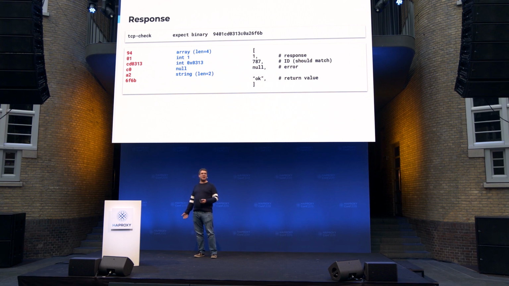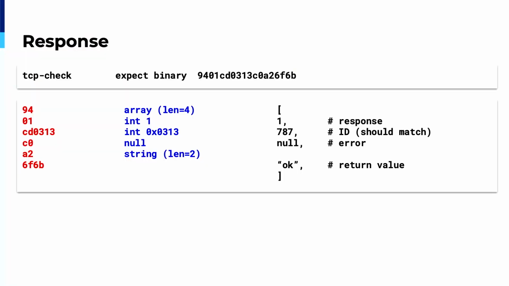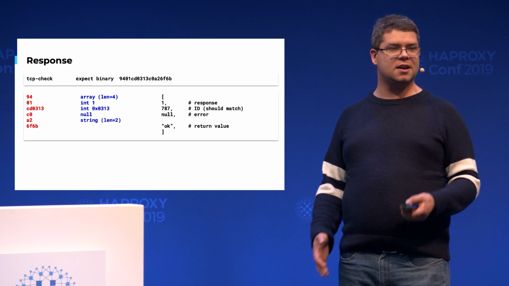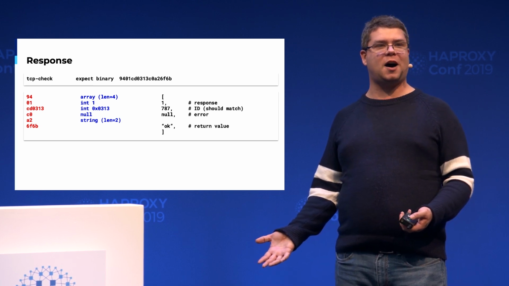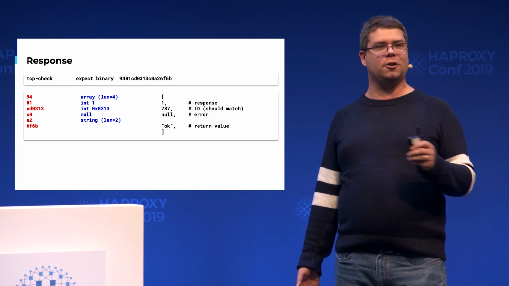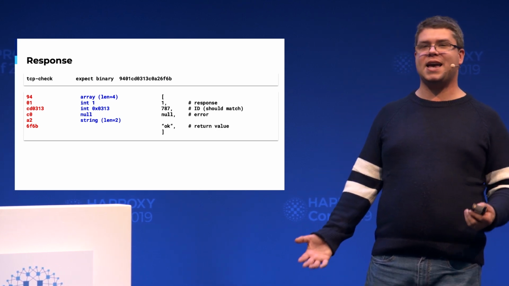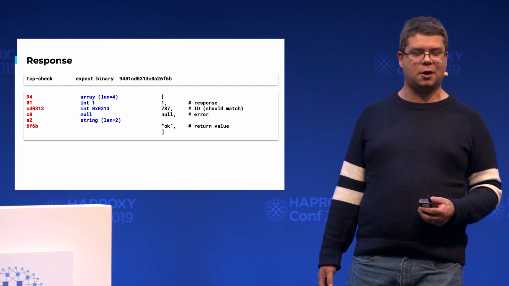Here's the expected string. This is what it's always going to send back. It's another array of 4 elements. If the first thing is 1, that means it's a response. The ID should be the same ID that we sent in the request. The error should be nothing. We don't like errors. And we code the method to always return the string OK. So if it says OK, it's a deterministic response. ID is the same as you sent. Error is nothing. And return value is OK. If we get that, then we say that the service is healthy.